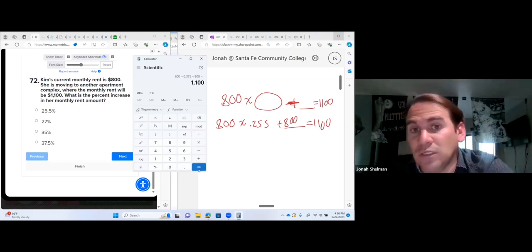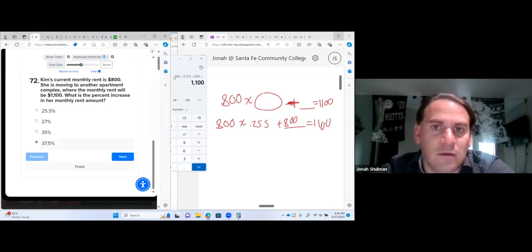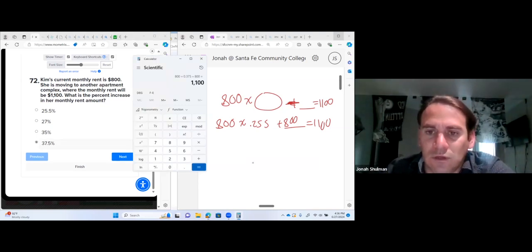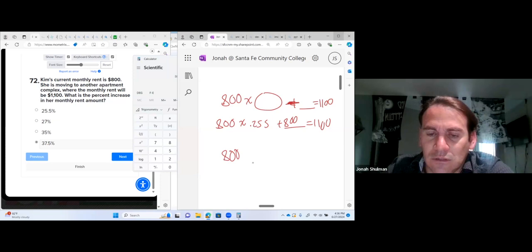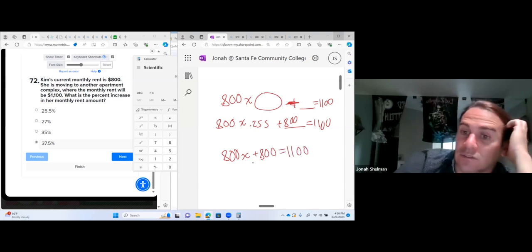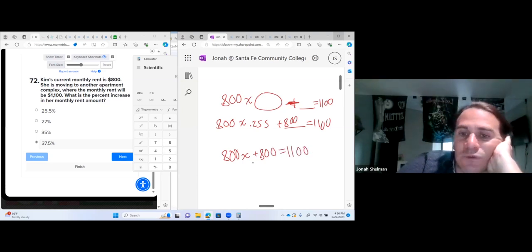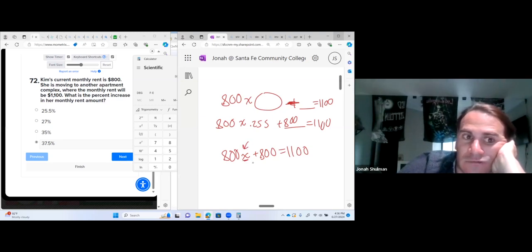Okay, so what's the right way to do it? We know it's D. Let's see the right way to do it. So we know it's 800 times X plus 800 equals 1,100. This is how we can do it, because we need the percent of what we started with to get the answer. So it's going to be whatever percent increase times the original value plus that, because we got to add it on.